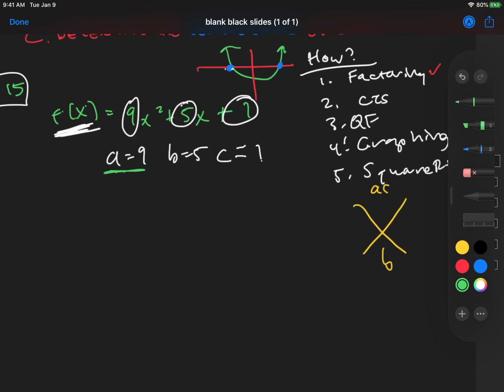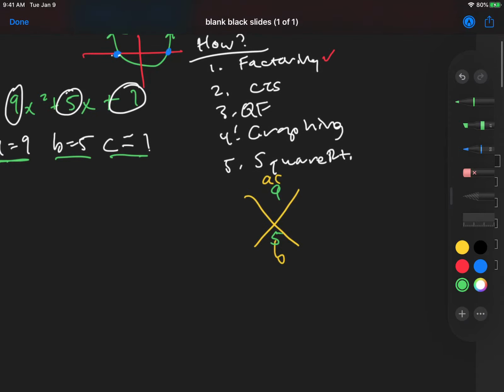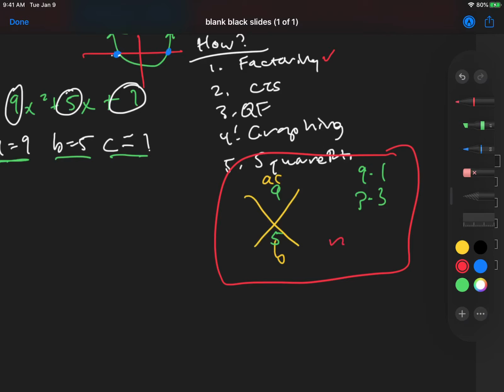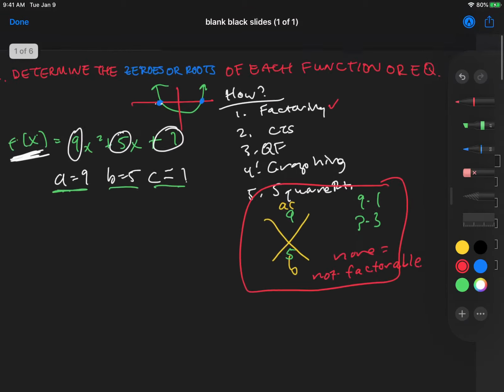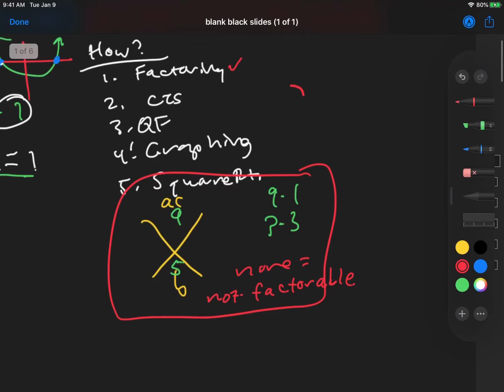So a times c is 9, and b is 5. Can you guys think of any two numbers in the whole wide world that will multiply to be 9, and a combination of those will add to be 5? There are none, which means it's not factorable. All right, what does this mean for us? This does not mean we can't solve it by factoring. We're going to have to use something else.